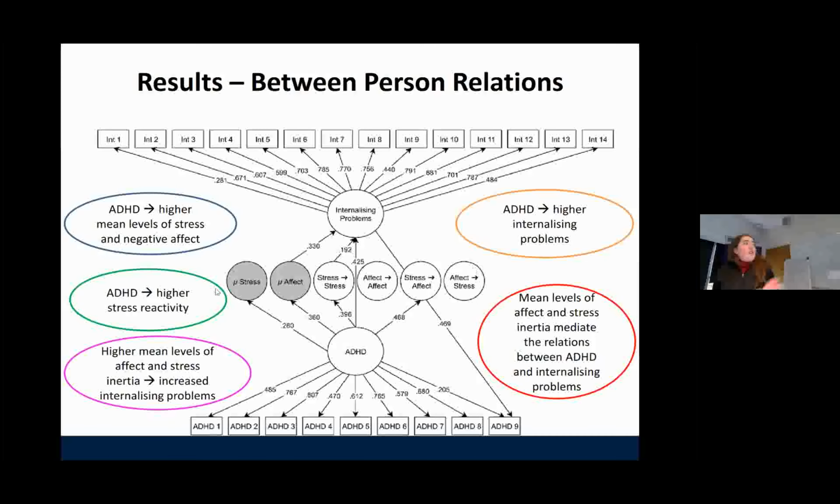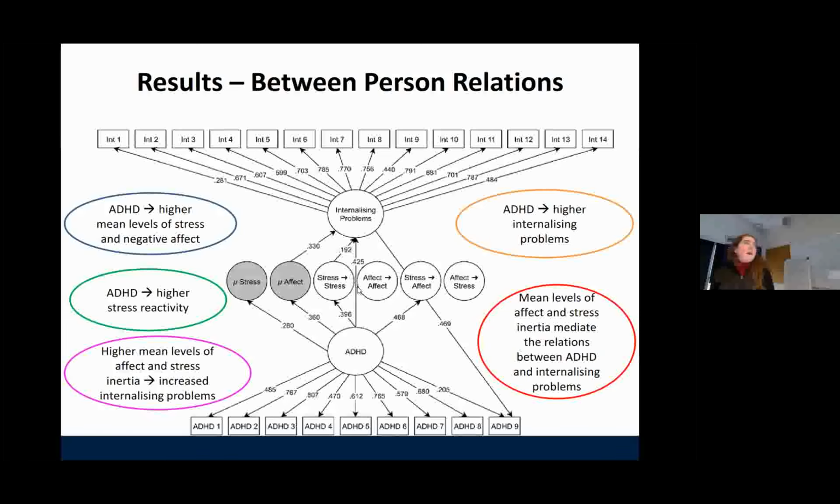And when we looked at the whole model, the structural equation model, we found a variety of different things. First, just to clarify, our internalizing problems and our ADHD traits were modeled using a latent measurement model, which you can quite easily incorporate into the DSEM framework. What we found is that ADHD was associated with higher mean levels of negative affect. Individuals with higher ADHD traits were generally also higher on stress levels, like a general overall level, and higher on negative affect. But then we found an interesting effect of ADHD on stress reactivity.